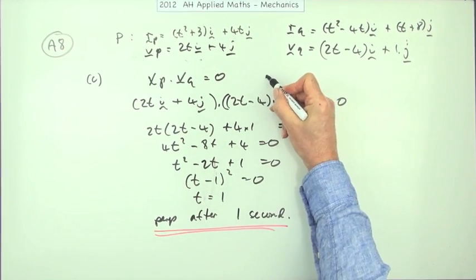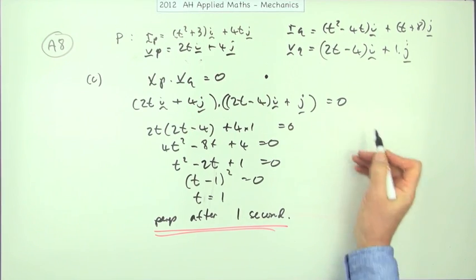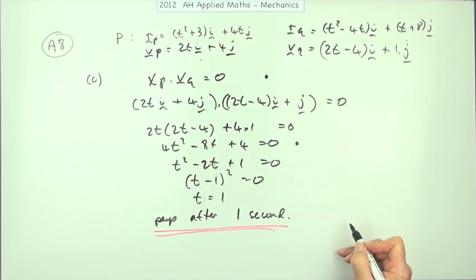And the marks were knowing the scalar product should be 0, getting the quadratic equation, and then solving it. 3 marks. 3B easy marks.